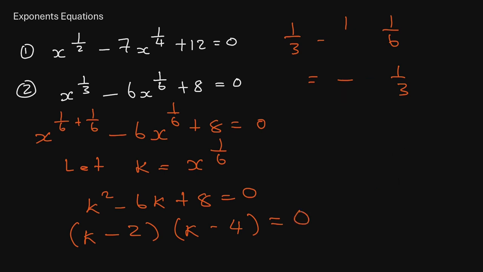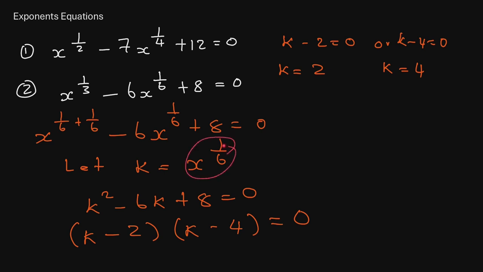Now we can solve for k. How do we solve for k? We say k minus 2 is equal to 0, or k minus 4 is equal to 0. Therefore k will be equal to 2 when we transpose, or k will be equal to 4. But now we are looking for x. So we say k is the same thing as x to the power of 1 over 6. We put k as x to the power of 1 over 6, and we do the same thing on the other part.